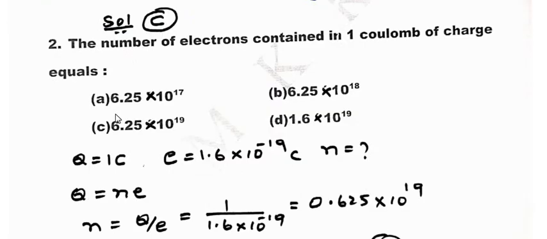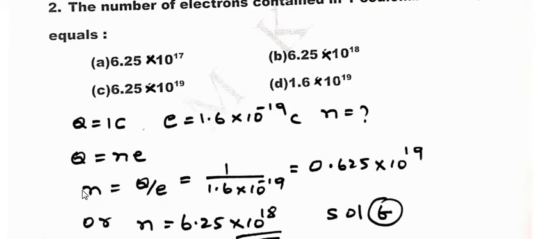Then the second question, the number of electrons contained in 1 coulomb of charge equals, given choices, 6.25 into 10 to the power of 17, 6.25 into 10 to the power of 18, 6.25 into 10 raised to 19, 1.6 into 10 raised to 19. So here the charge is said to be 1 coulomb. You know that the fundamental value of charge is 1.6 into 10 raised to minus 19 coulomb. How many electrons are there in 1 coulomb of charge? That is to be found.